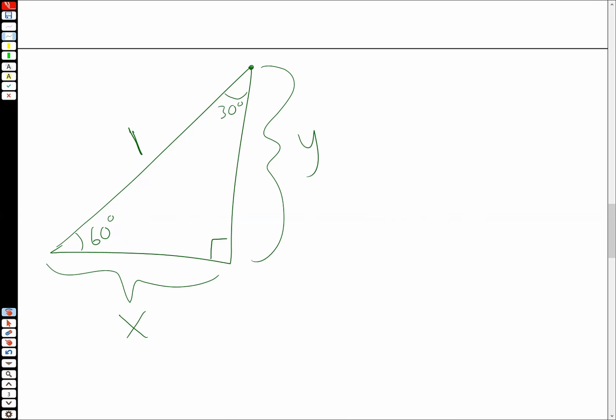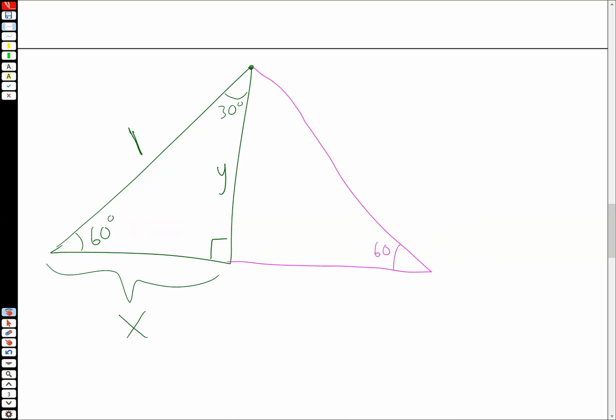Okay. Now in this case, we're going to be a little bit tricky. So I'm going to erase y for a second. I'm going to put y right here. What we're going to do is glue together the same triangle, but reflected. Like this. So let's call this 60, and then now this is 30 degrees. And so again, we're just gluing together the same triangle.